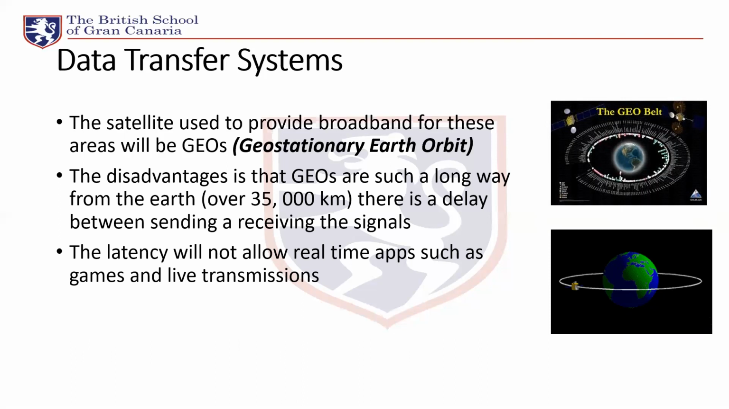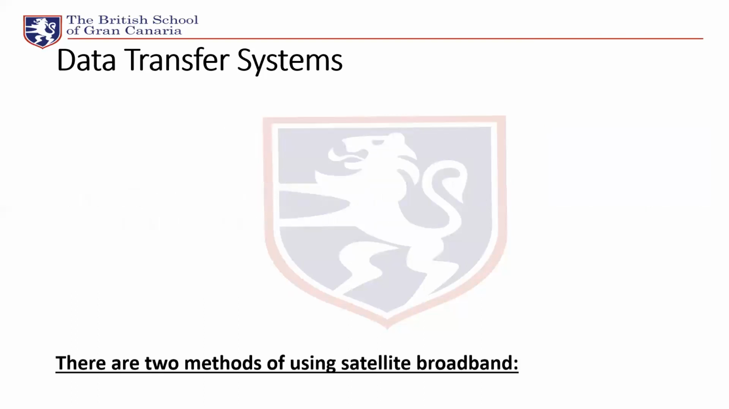Now, this obviously is known as the latency, and it won't allow real-time apps such as games or live transmissions, simply because it's not possible. It's just not quick enough. So for real time and for live transmissions, you need a very fast link, and a satellite cannot provide that.